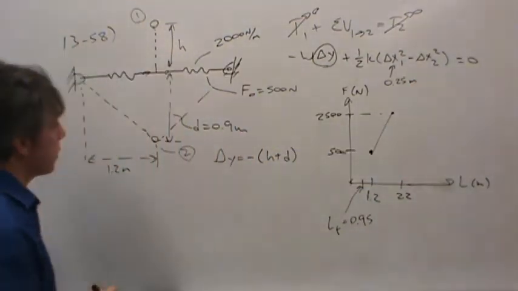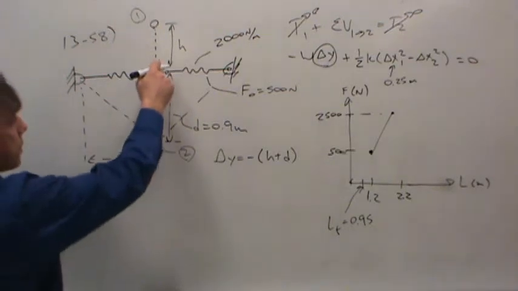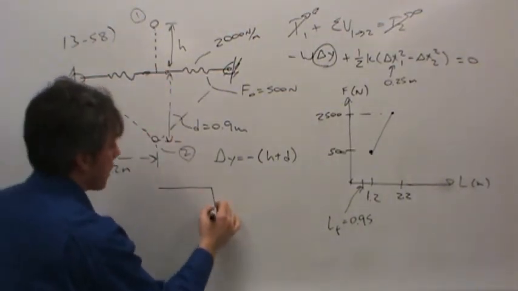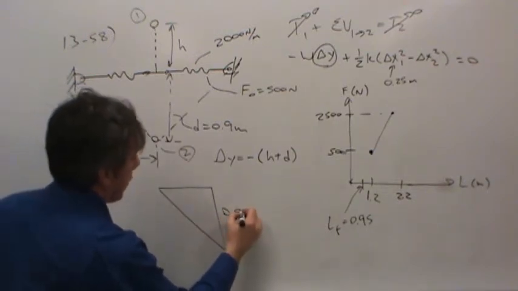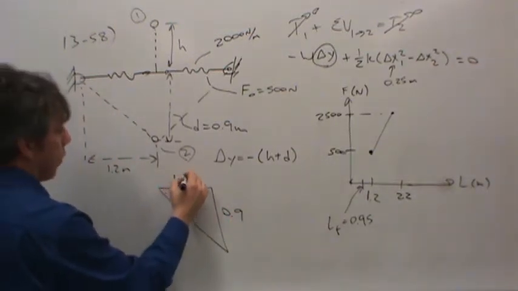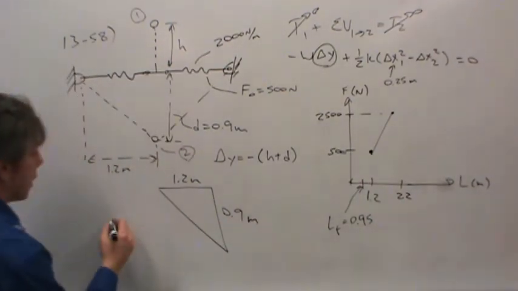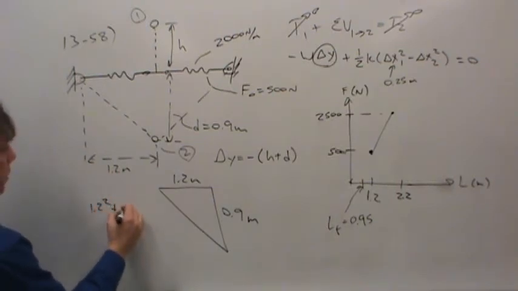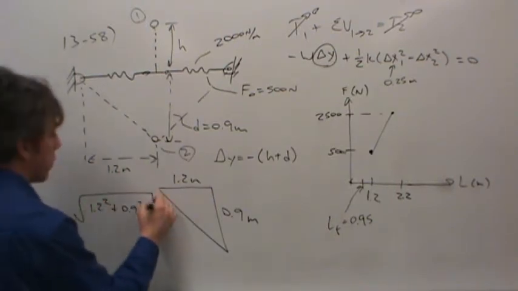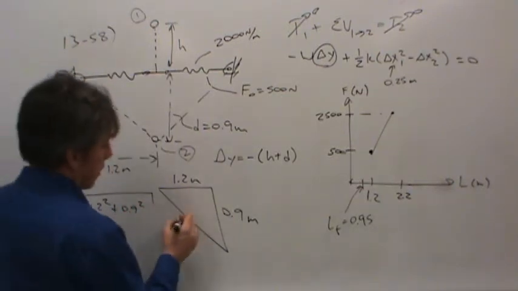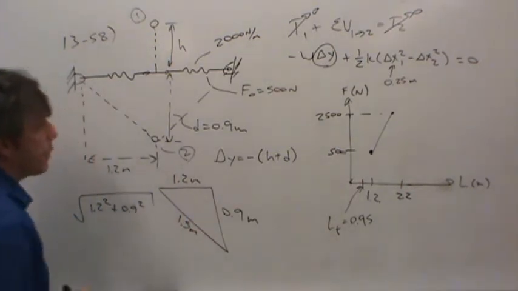Well, the final deflection, we can actually calculate, right? If this distance is 0.9 meters, let me extract the triangle so you can see it. Okay, so 0.9 meters, 1.2 meters. How would you figure out the length of this side? Square root of the sum of the squares, right? So if you take 1.2 squared plus 0.9 squared, square root, what do you get? It's probably some decent round number. 1.5. So 1.5 meters is the length.